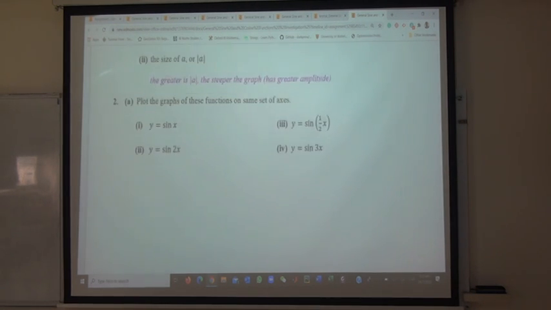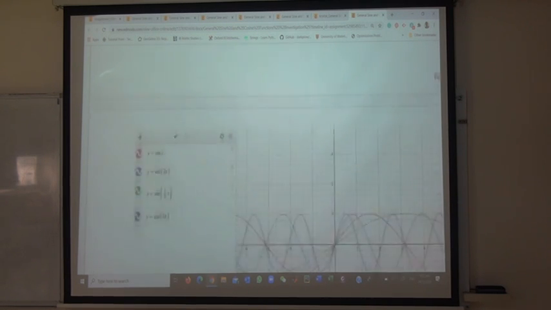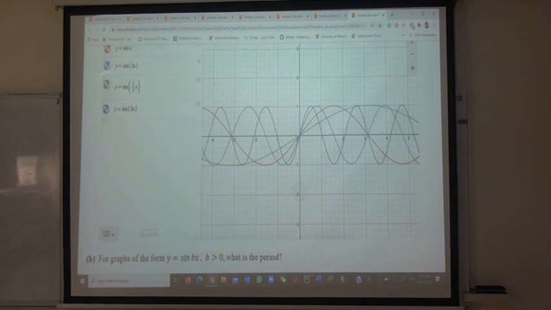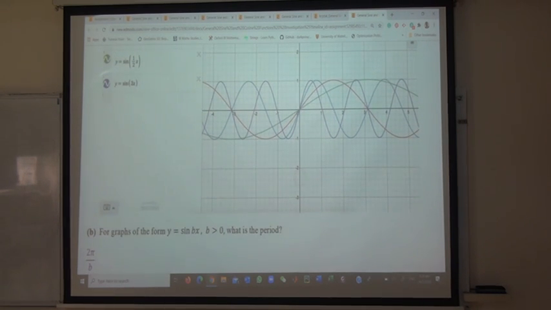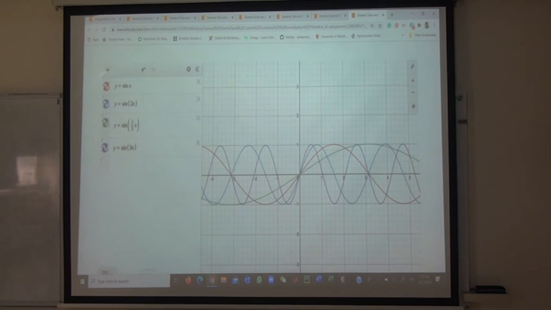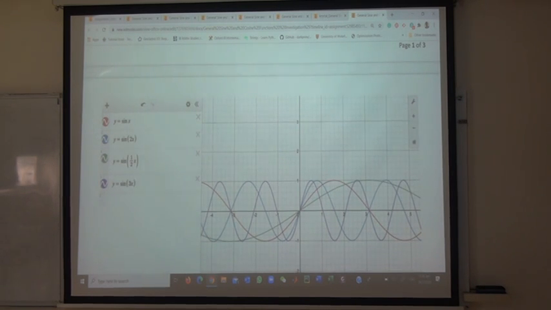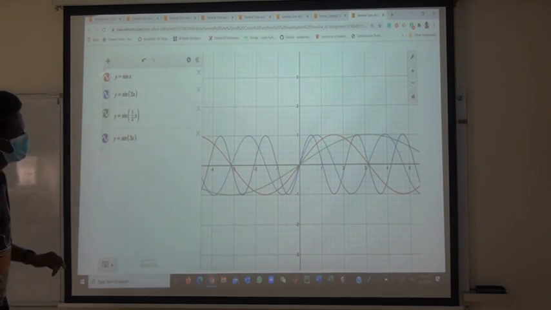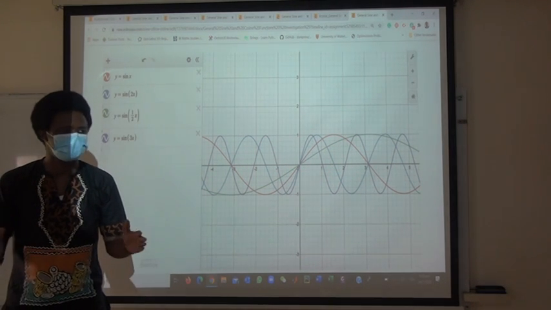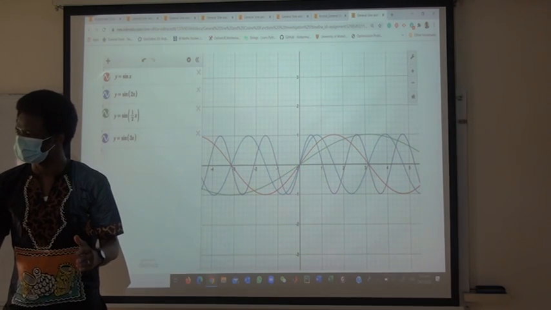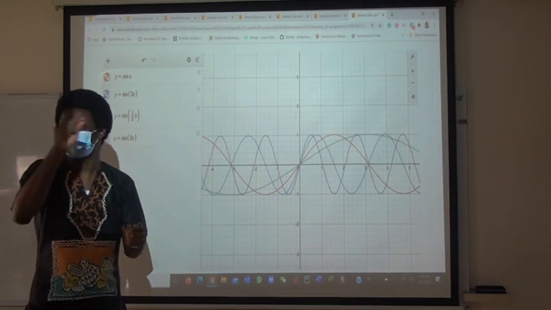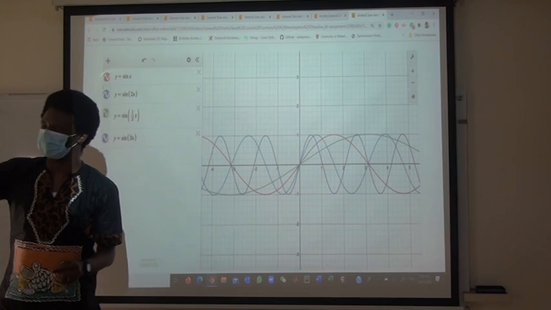Now, also, I ask you to plot for these ones, and these are the curves. And the question that followed, I asked for period, and of course, we got 2 pi over b, which is very good. Now, what is that? So let's look at it one by one. How we got 2 pi over b as a period. Of course, the period is that interval of the repetition, right? Remember? What is the length of that interval where you have a complete cycle before another one begins?